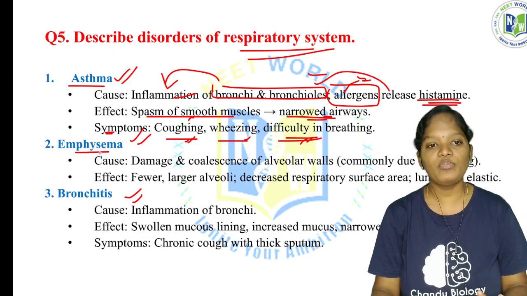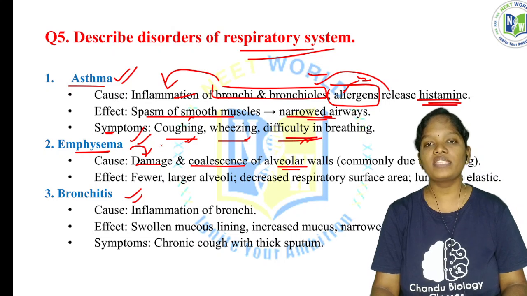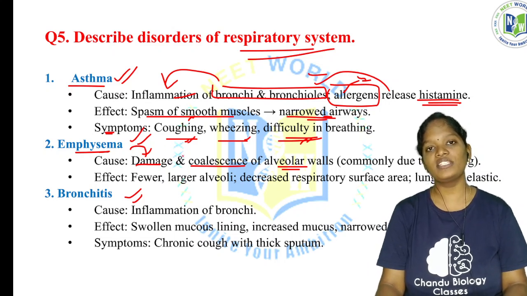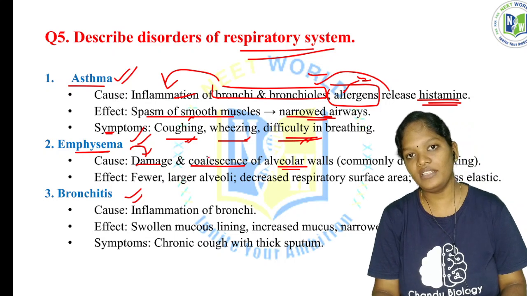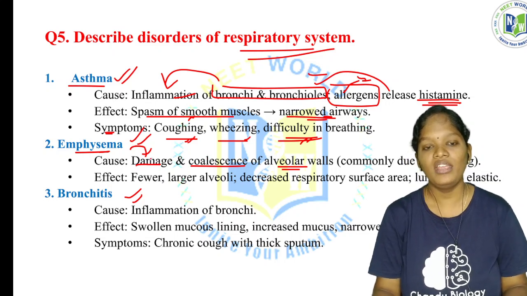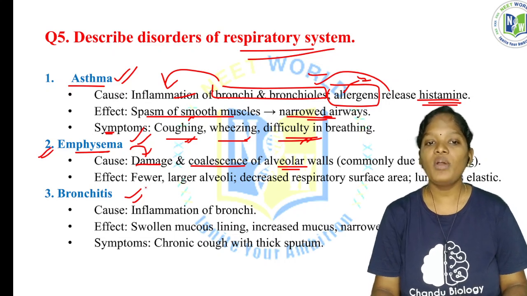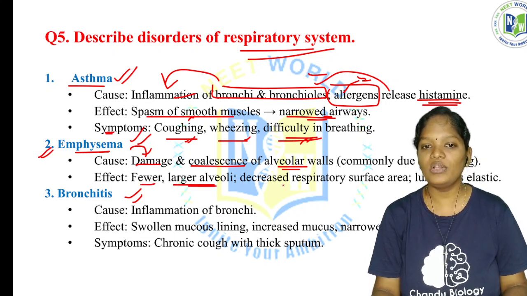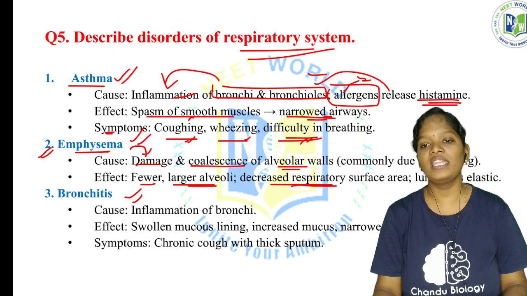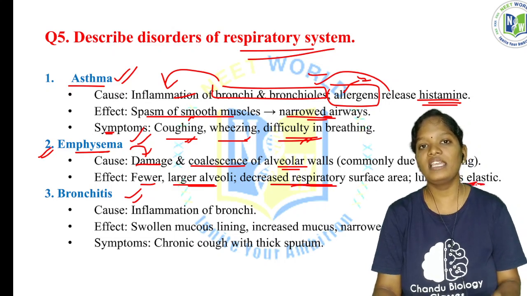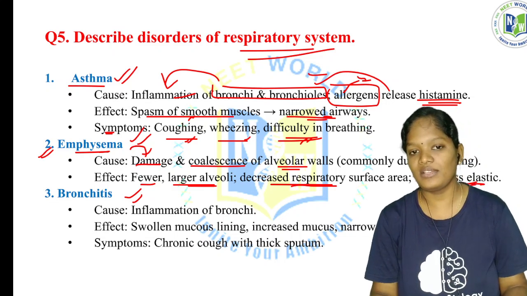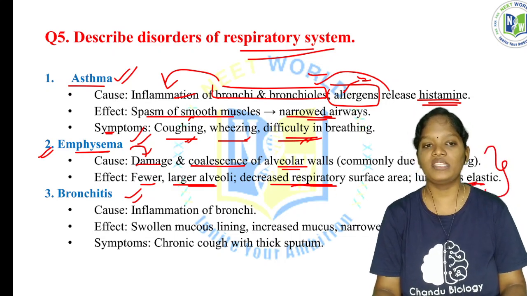The second respiratory disorder is emphysema. The cause is damage and coalescence of the alveolar walls. It is a condition that people addicted to smoking, chain smokers, will definitely experience in later stages. The effects are larger alveoli, decreased respiratory surface area, and the lungs become less elastic. These are the symptoms of emphysema.